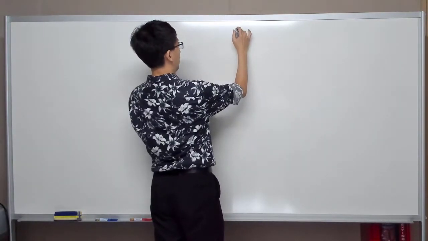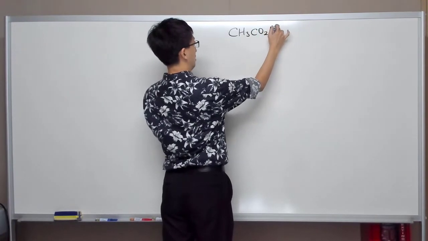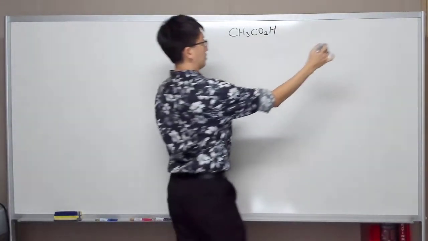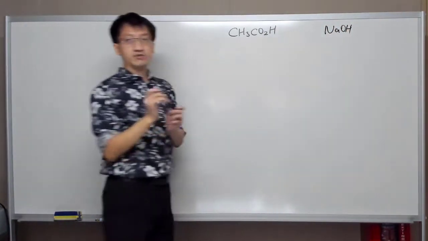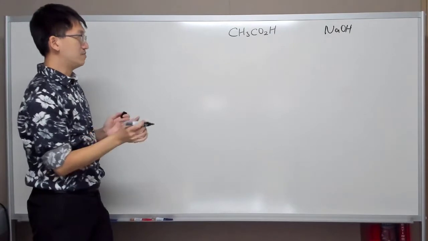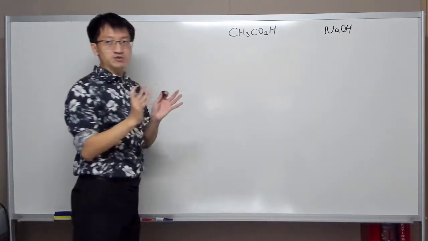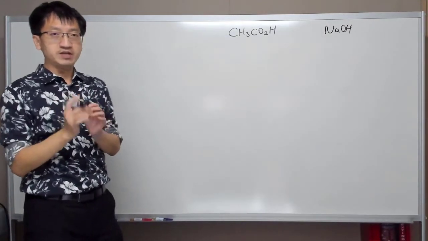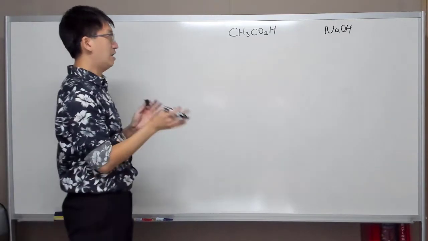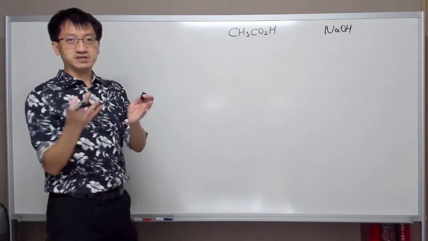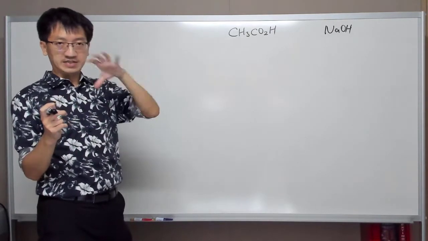In this case, we have ethanoic acid, and then we will have sodium hydroxide as the strong base. So we have ethanoic acid and sodium hydroxide as a strong base. There will be two scenarios which you need to be familiar with. I will illustrate both of these scenarios, but I will start off by using the simplest scenario so that you will have in mind what exactly I want to present.